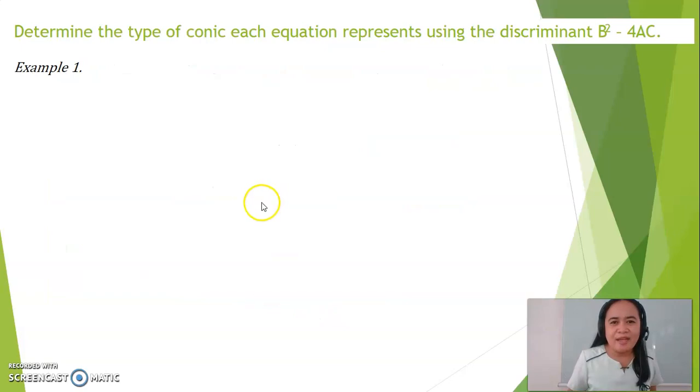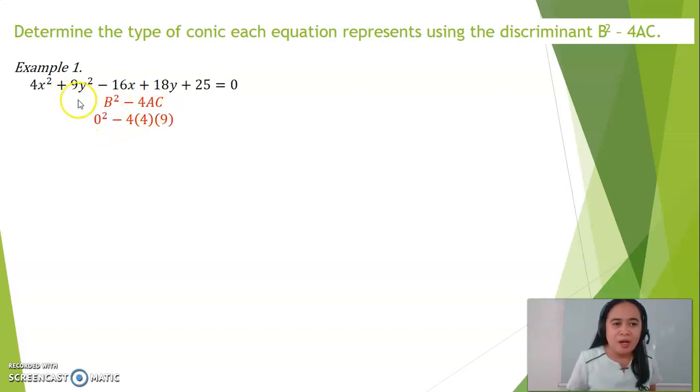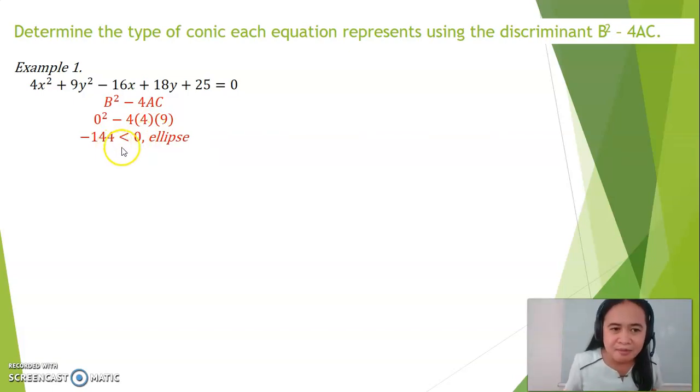Now let's have an example. If this is the given equation, identify what conic it represents. With this, we can make use of the discriminant. In this case, there is no xy term, so we will have that as 0. Minus 4, our a is 4, and our c is 9. With this, negative 4 times 9 would be negative 144, which is less than 0. In this case, this is an ellipse.